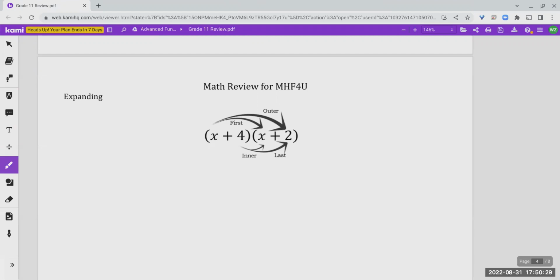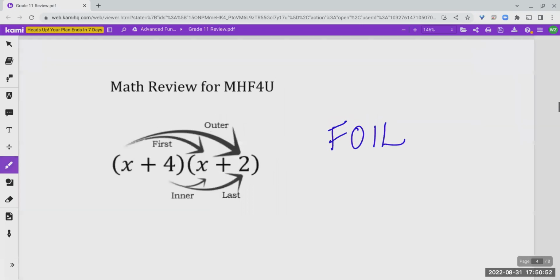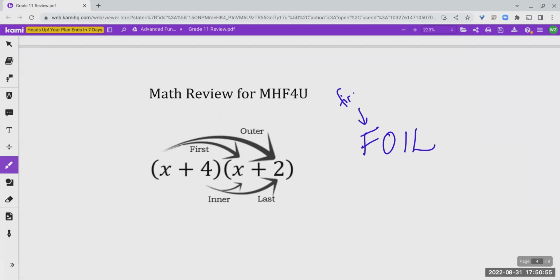So let's start with expanding. Expanding is a grade 10 skill. What do we mean by expanding? Well, if you have two brackets multiplied together, you can expand the brackets and simplify it into something smaller. How do you do that? Well, the skill is called foiling. So FOIL. What does FOIL stand for? Well, F is first, O is outer, I is inner, and L is last. So first, outer, inner, last. What does that mean? Well, let me show you.